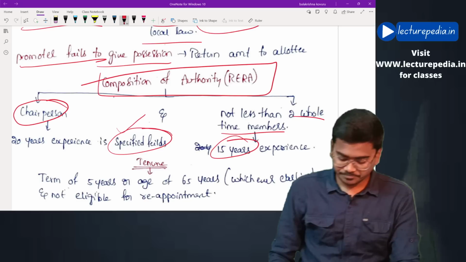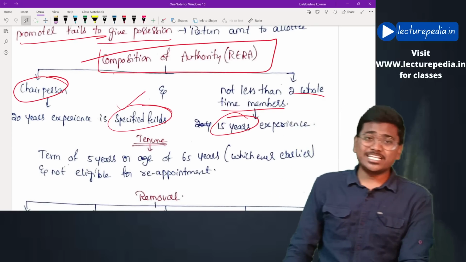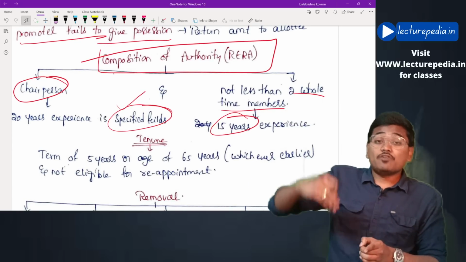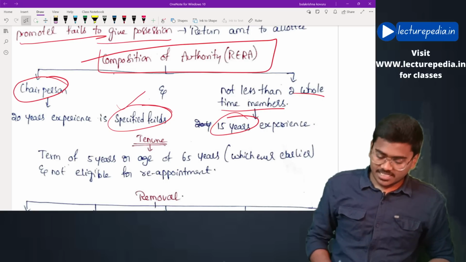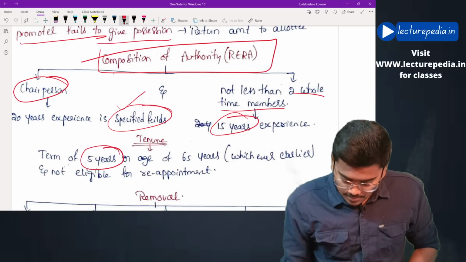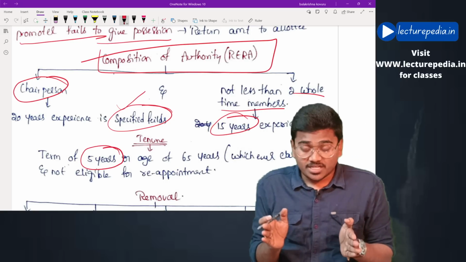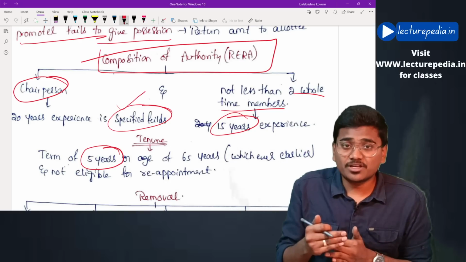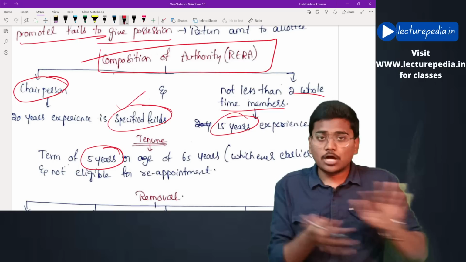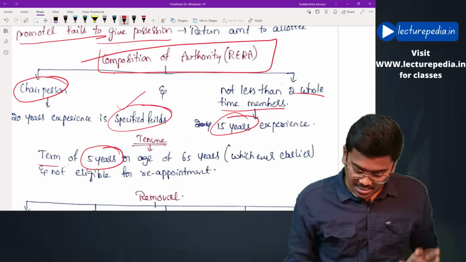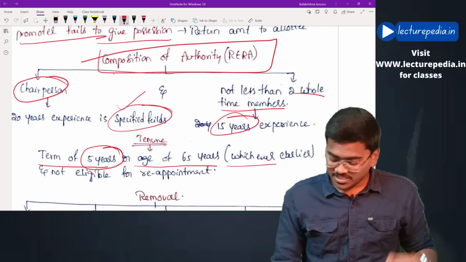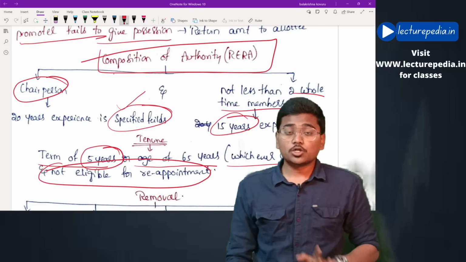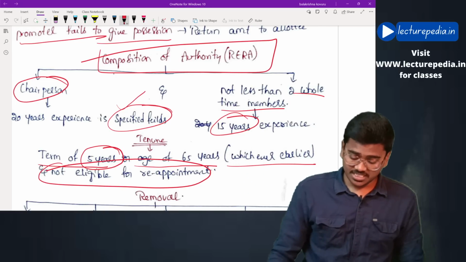Hope this is clear. And what will be their tenure? Their tenure will be 5 years or age of 65 years, whichever is earlier. From the date of appointment they can hold office for 5 years, or if in these 5 years they attain the age of 65 years, whichever is earlier, they have to leave the office. They will not be eligible for reappointment. No reappointment after completion of the term.